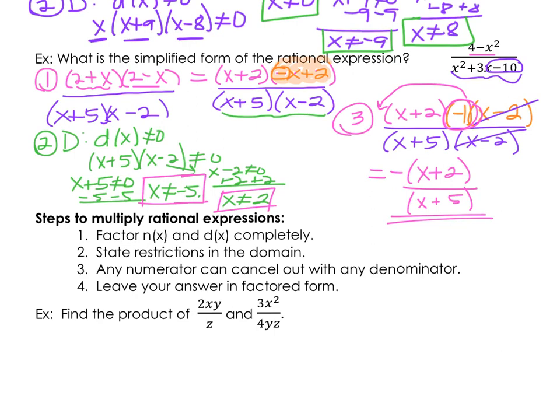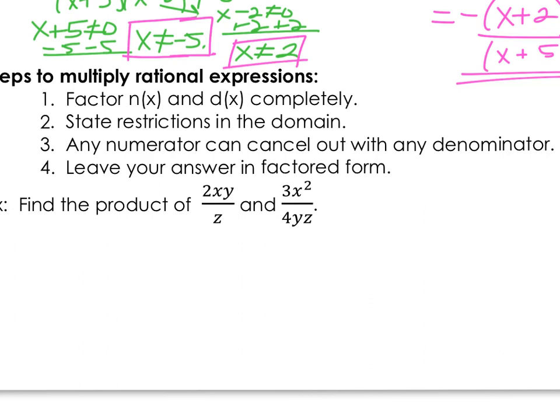If you have just a polynomial on top and bottom, like your n of x and your d of x, and you're asked to simplify, these are the 3 steps to follow. When asked to multiply rational expressions, the process is going to be really similar to what we did up above. Step 1, you're going to factor all the numerators and denominators. You may have 2 fractions or even 3. And then you'll state the restrictions in the domain for all denominators. No matter how many denominators or fractions you have, remember all the denominators can't equal 0.